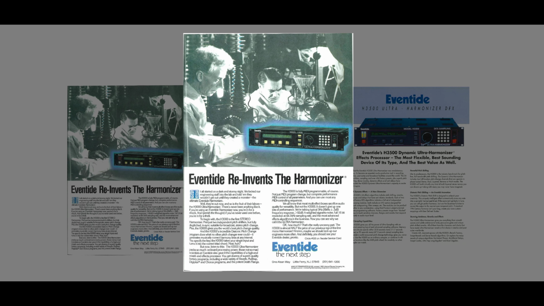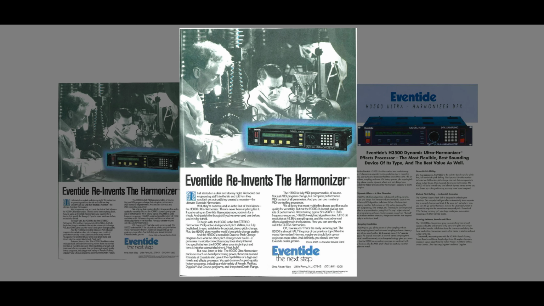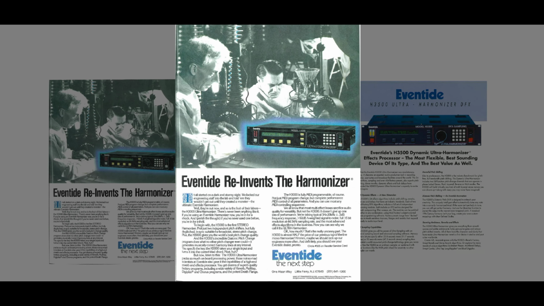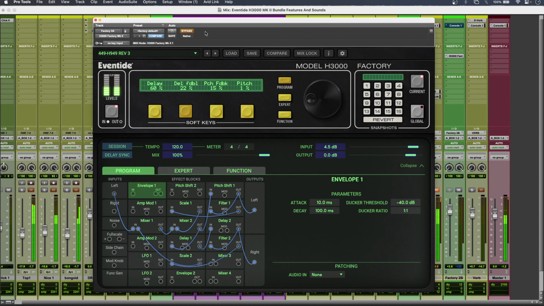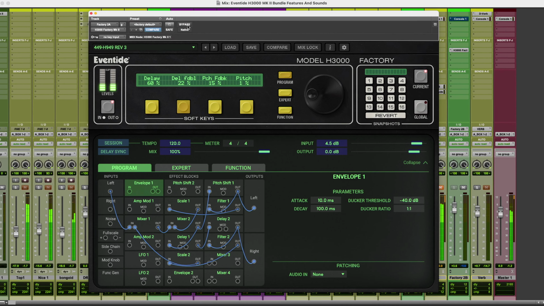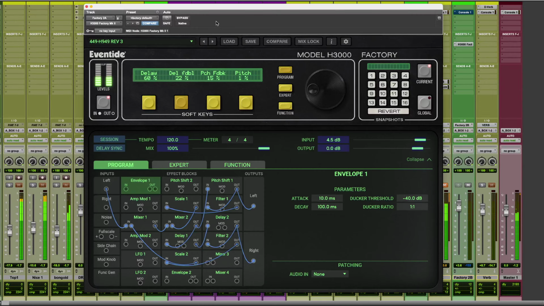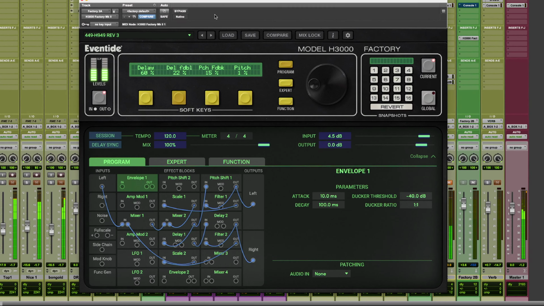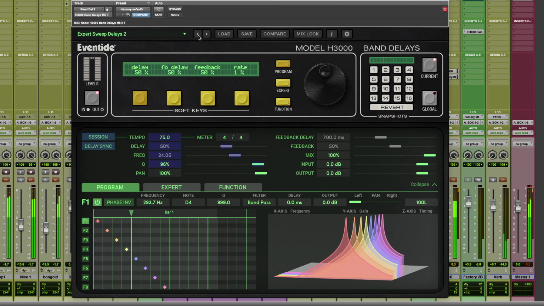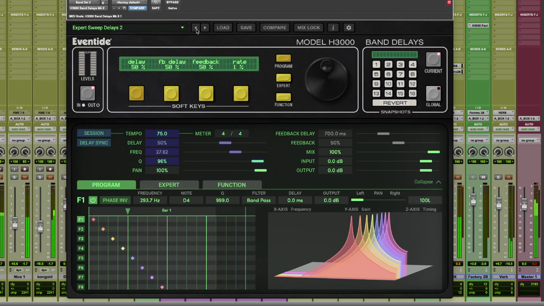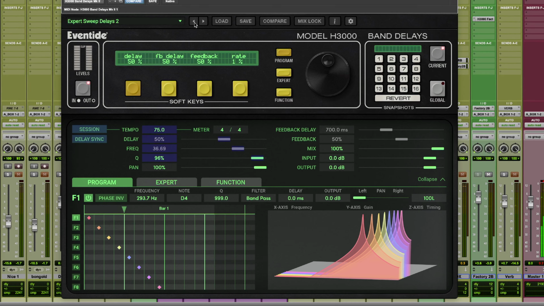Now, the H3000 is Eventide's classic multi-effects unit from the 1980s, and the H3000 Mark II Bundle distills all of that into two audio plugins using code that is ported directly from the original unit. The bundle consists of H3000 Factory Mark II, which covers pitch, modulation, and more, and the H3000 Band Delays Mark II, which has 8 bands of filtered digital delay taps. So, is the H3000 still worth the hype? Let's take a look to find out.